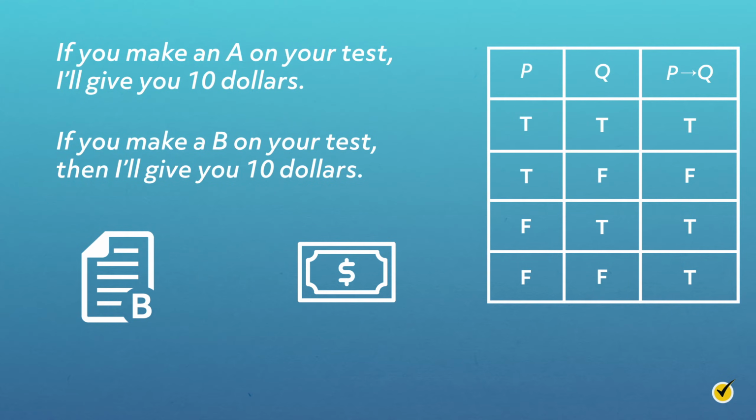If you make a B on your test, P is false, and I don't give you $10, Q is false, then if P then Q is still true. Again, I didn't lie to you by not giving you $10 when you made a B. All I said was if you made an A, then I would give you $10. There were no promises made or broken for you making a B.